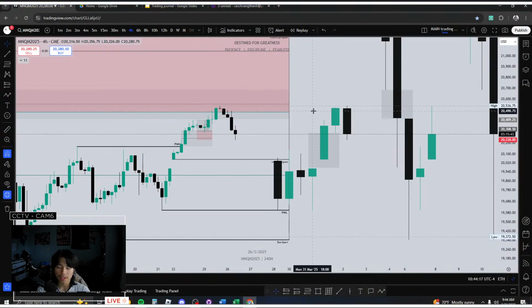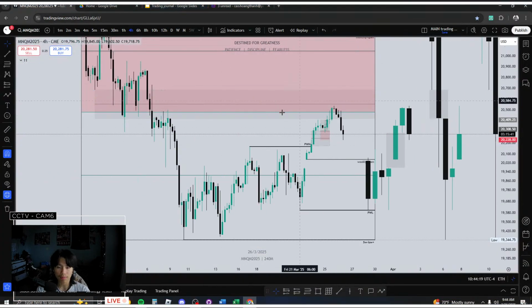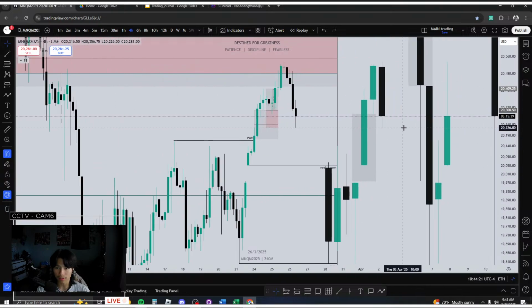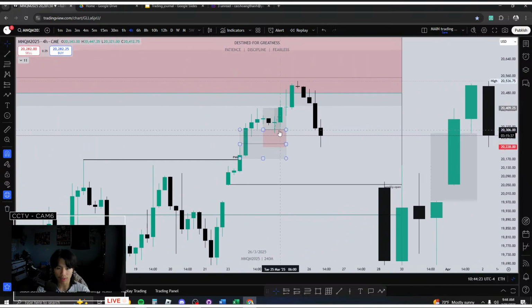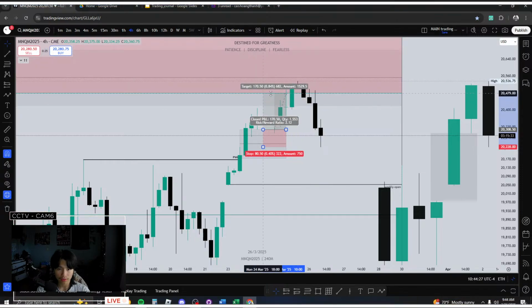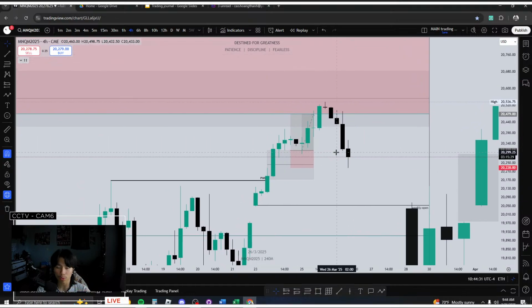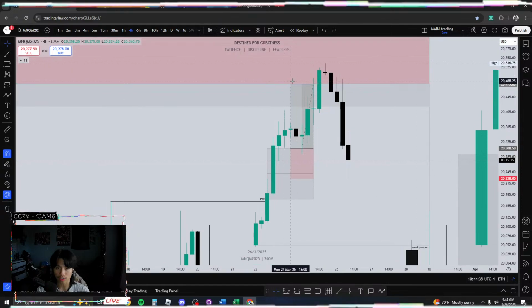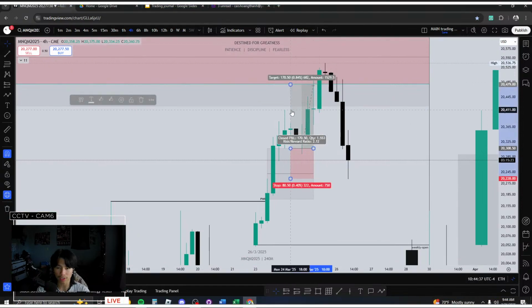and so that essentially wraps up my trade from yesterday. I was able to grab, let's see, 100 points. So I was able to essentially grab 170 points from where I entered to where I exited, which is the premium of the dealing range.